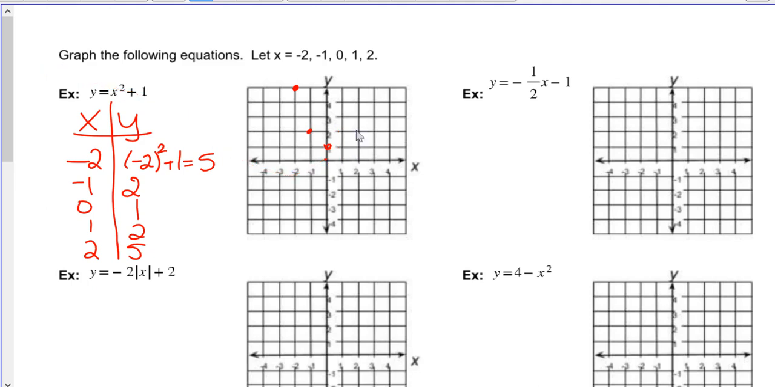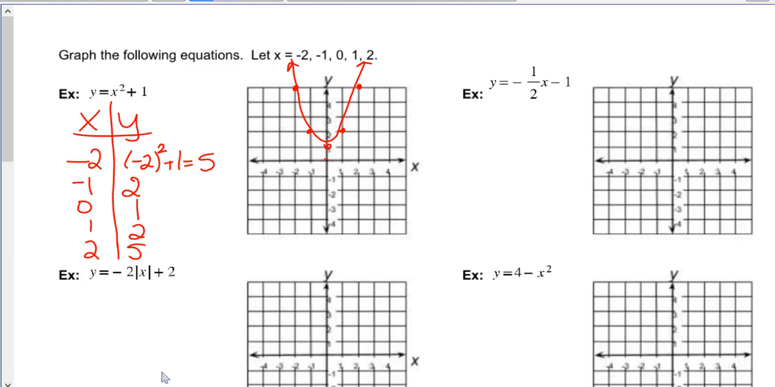Okay, over 1 and up 2. And then the last point is 2, 5. So from the origin, go over 2 and up to 5 gives me this guy. And we are going to connect those points. This is actually what we call a parabola. It is in a U shape there, and that gives me my graph.